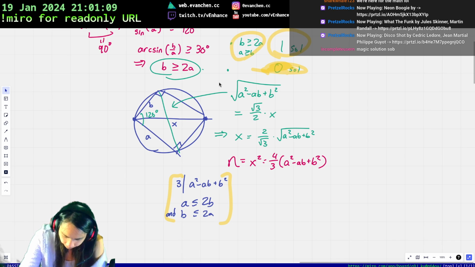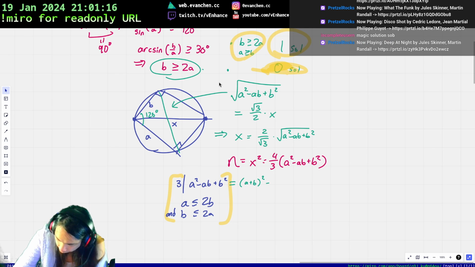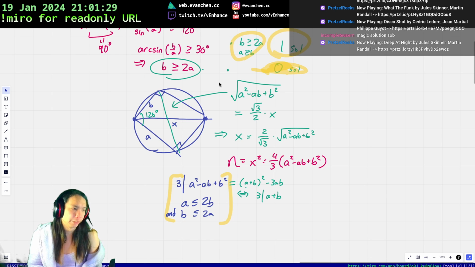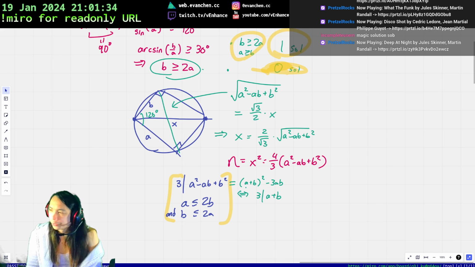In particular, one way you can make this a little easier on yourself is that a squared minus ab plus b squared is like a plus b squared minus 3ab. So actually you just want 3 to divide a plus b. So a and b are between 0 and 60, you want their sum to be divisible by 3, and you want them to lie in between this region. And if you brute force, just do the cases, it's not that bad. It takes like 5 minutes, you'll get it eventually.